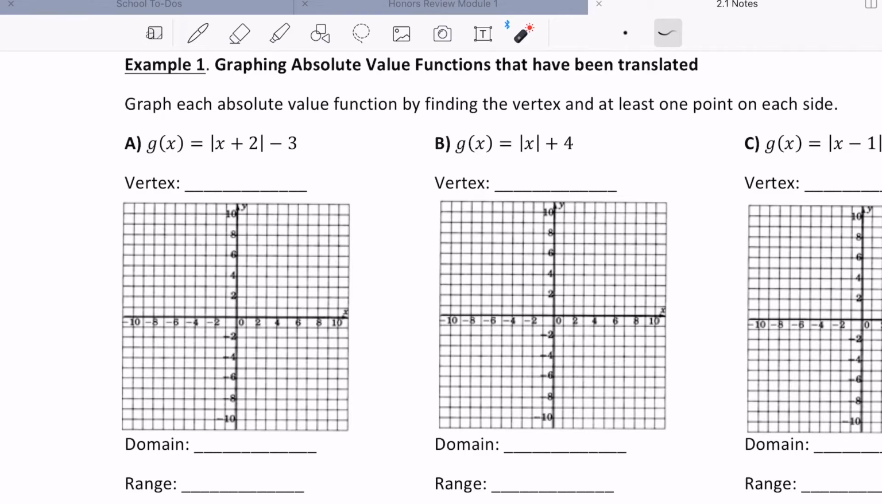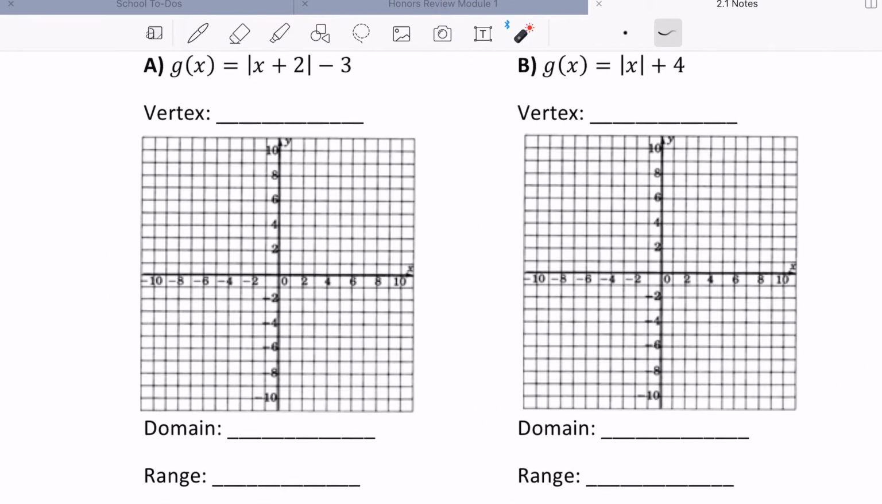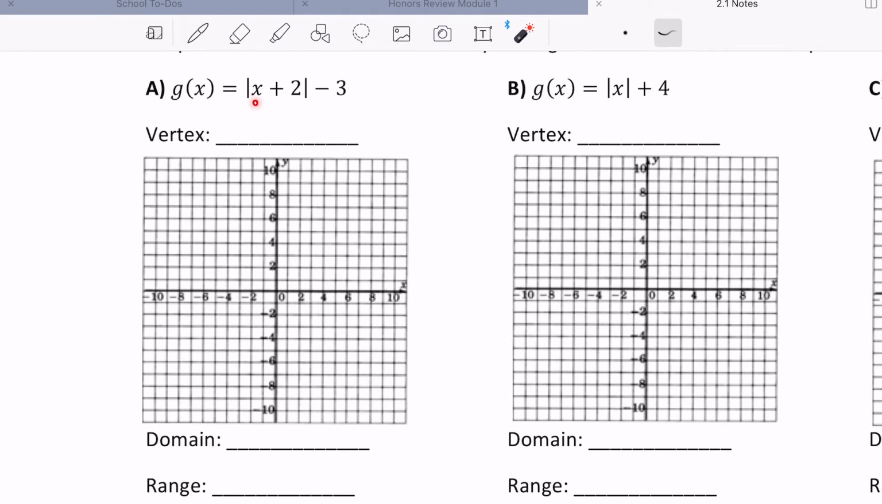Okay, so looking at A, we have g of x equals the absolute value of x plus 2 minus 3. Let's start by identifying the vertex. What is our vertex? As you can see, we have positive 2 written, but remember, it is always the inverse of h, so it becomes negative 2. And then we have negative 3 as our k value. That stays the same. We do not change it. So our vertex is located at negative 2, negative 3. And I'm going to go ahead and plot that.